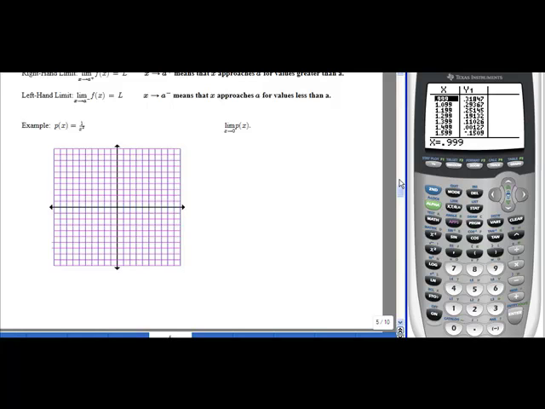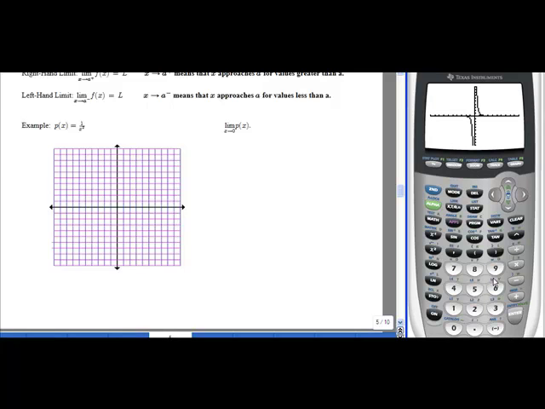P of x equals 1 over x cubed. So let's get a graph of this first. So I'm going to clear out my y equals and type in 1 over x cubed. Hopefully you already know what this looks like. It's just one of those reciprocal graphs. Oops, I forgot I'm in a weird window. Let me change this to a standard window.